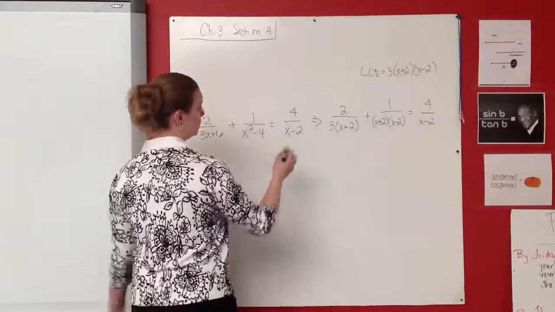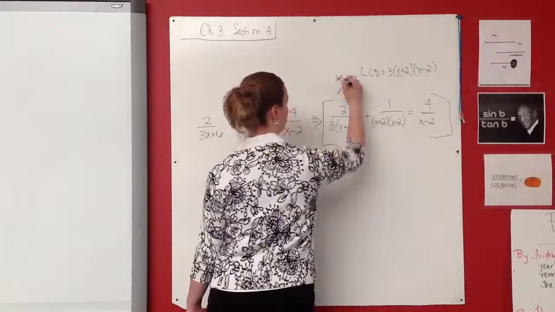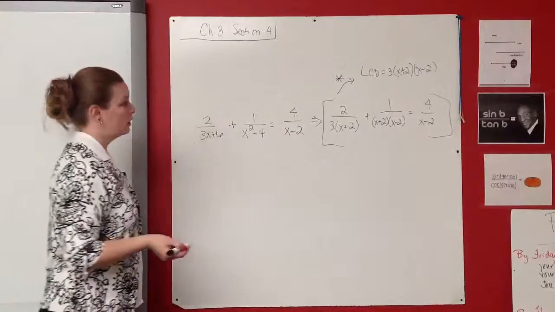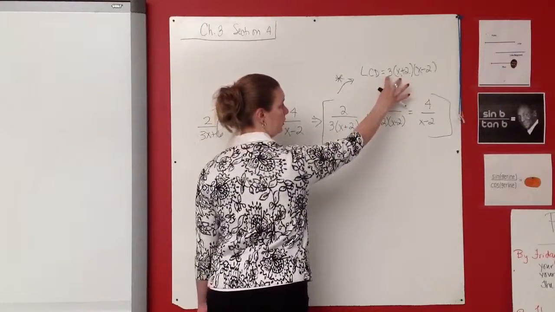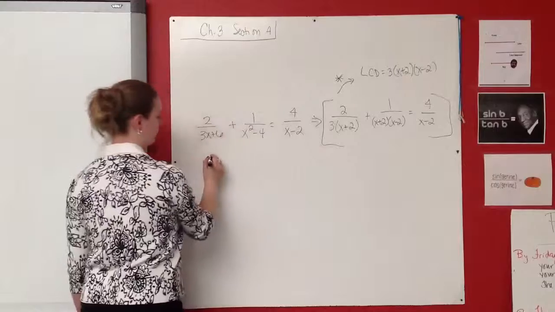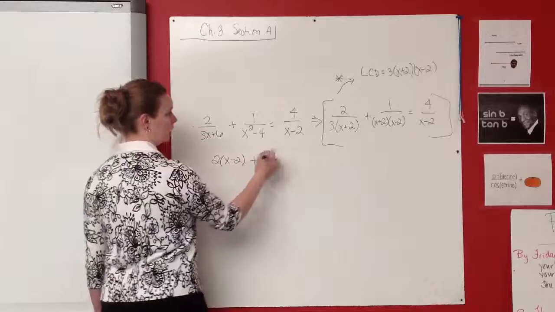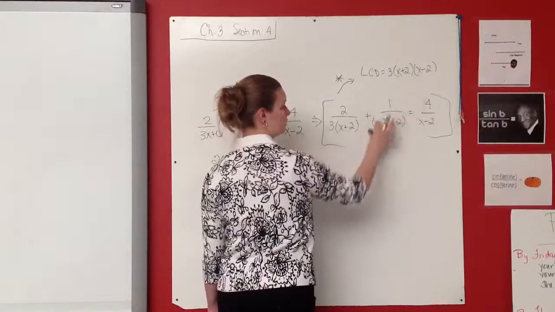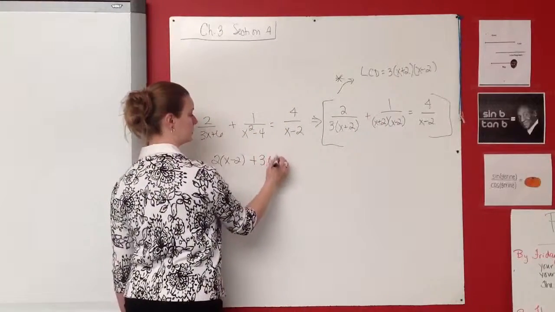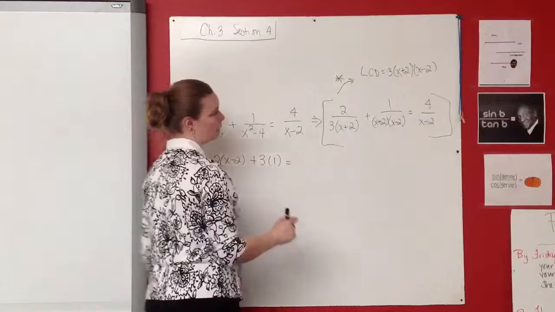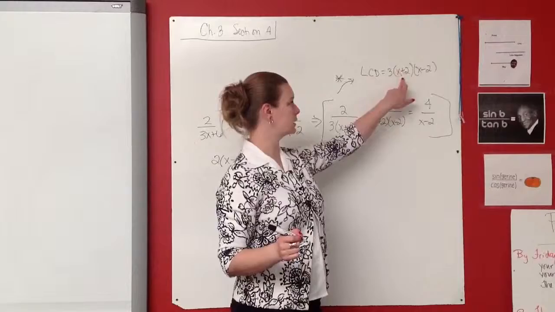So what we're essentially going to do is multiply this whole thing by the common denominator. So when you look at this first expression, you have 3 and x plus 2, so those would cancel. You're left with x minus 2. So what you have is 2 times x minus 2. The second expression, your x plus 2's would cancel, your x minus 2's would cancel. What you're left with is 3. So plus 3 times 1. In your third expression here, your x minus 2's would cancel, so you're left with 3 times x plus 2 times 4.